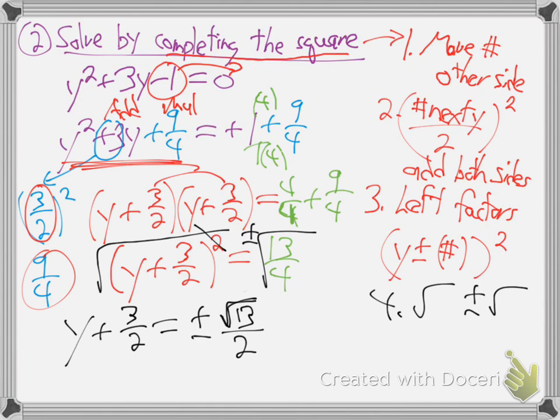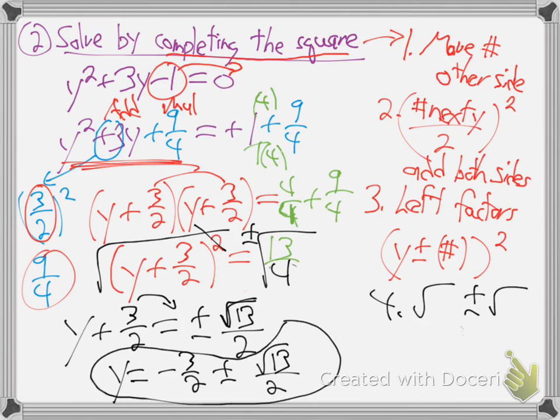because you can't root 13. But on the bottom, the root of 4, that's just 2. So the root just vanishes from the bottom because he did his job on the bottom and rooted the 4 to make it 2. Last step, jump this 3/2 over, so y is minus 3/2 plus or minus root 13 over 2. There we go. We solved it by completing the square.